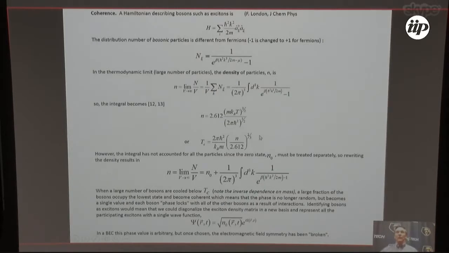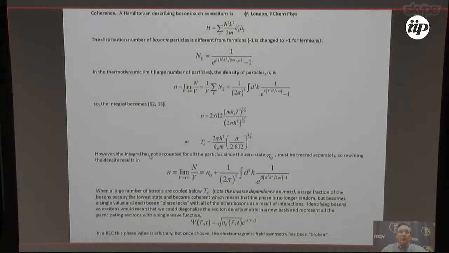Here we go to a negative one as opposed to plus one. This is normally plus or minus one. We get the number of particles in the thermodynamic limit. We can take the density of particles. And when we do, we end up with an integration that looks like this. The integral can ultimately become a number, then this becomes our transition, and this 2.612 comes out of a rather difficult Riemann expansion.